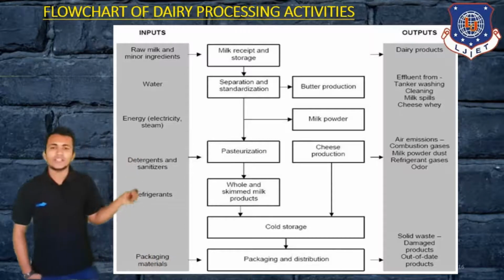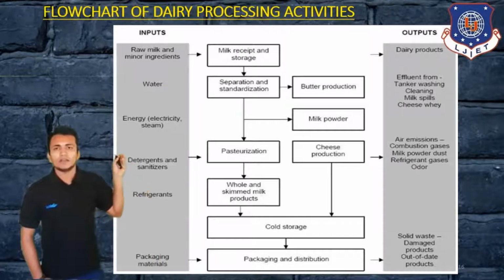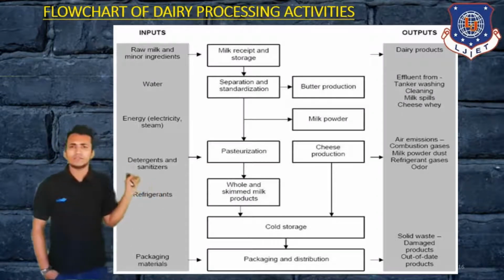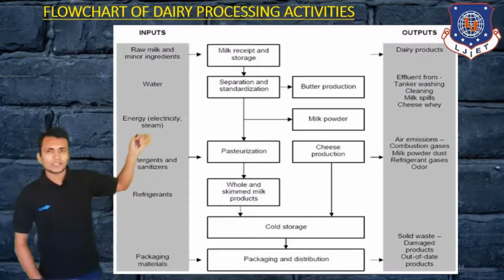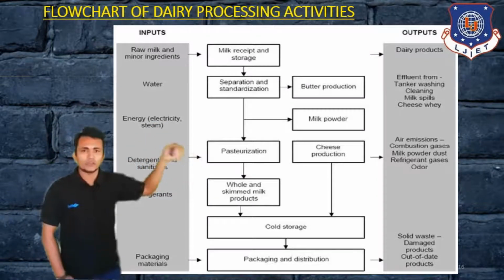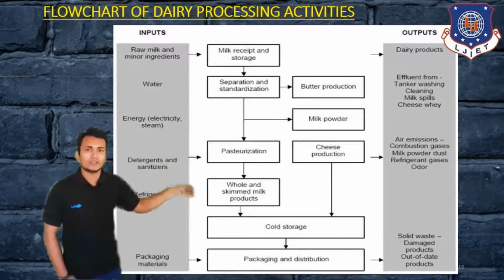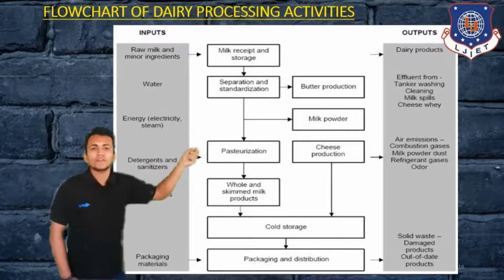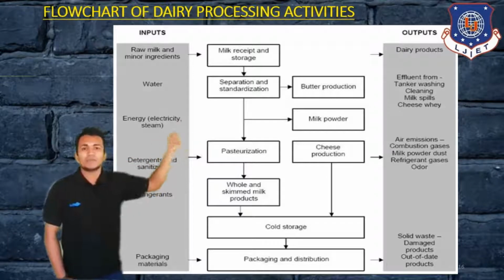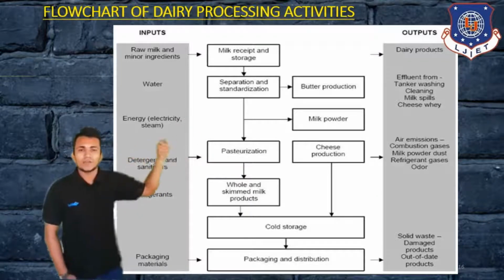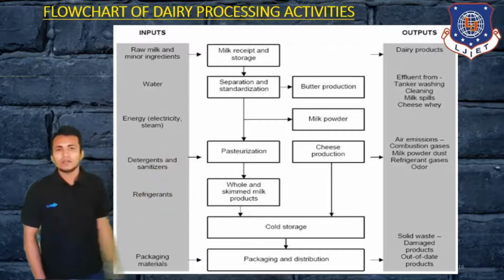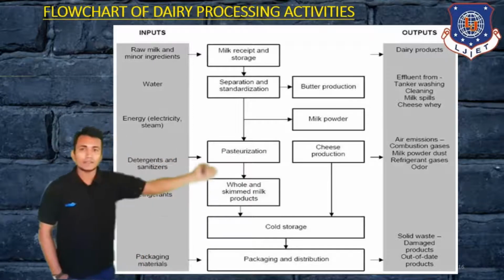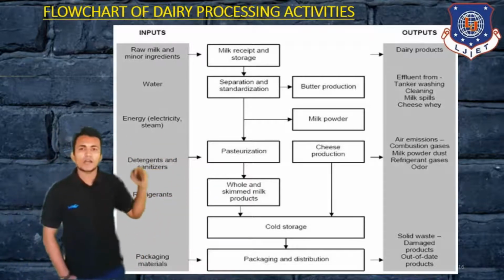In the input we have to enter water, then raw milk, and we have used electricity as an input. In the process you can see standardization, pasteurization, homogenization, packaging, distribution, this kind of process in the center portion. And what is the output we can get? The output is dairy products: cheese, butter, then cream, then milk, ice cream. So this kind of output we can get from this dairy processing activity. So that is a complete flow diagram to understand how it works.